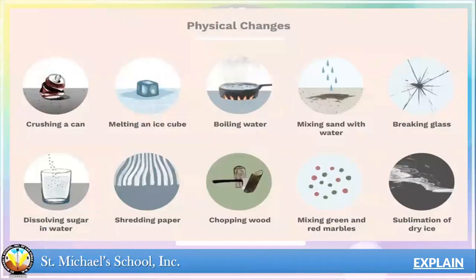but then it doesn't form into a new substance. Examples: crushing a can, melting an ice cube, boiling water, mixing sand with water, breaking glass, dissolving sugar in water, shredding paper, chopping wood, mixing green and red marbles, and sublimation of dry ice. So these examples just change into a different physical phase, but then it doesn't form into a new substance.